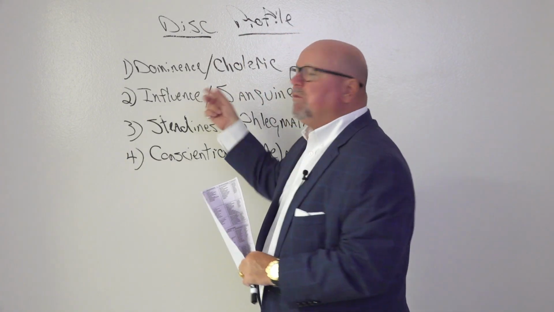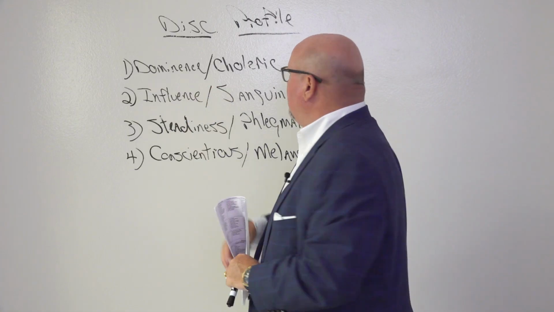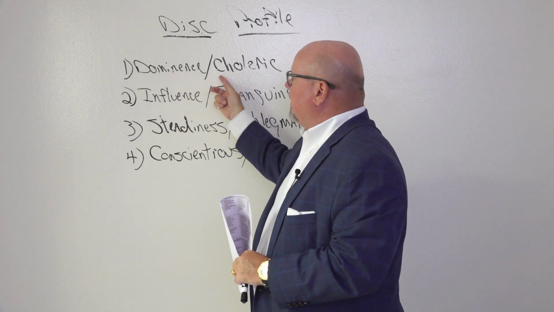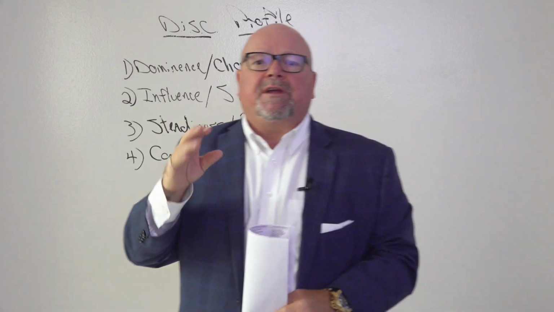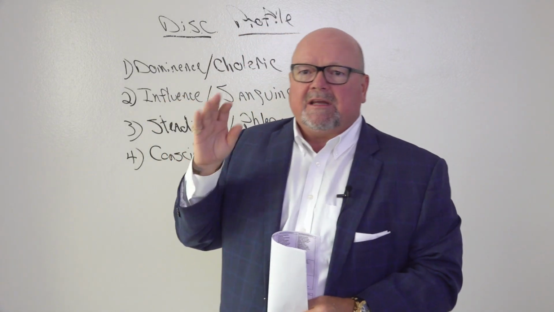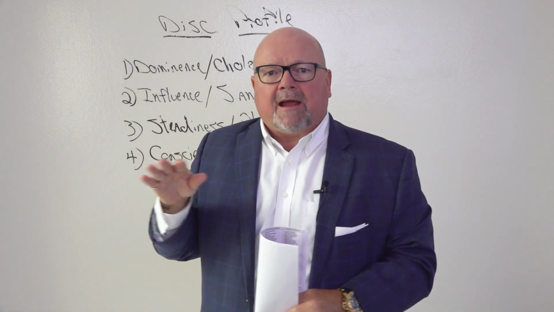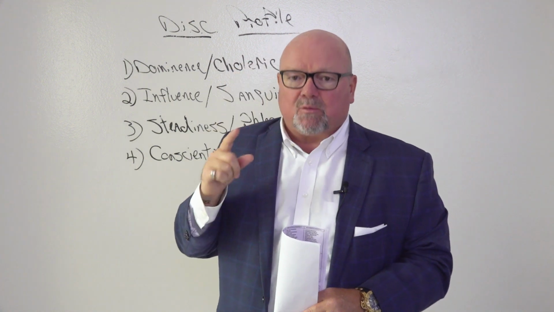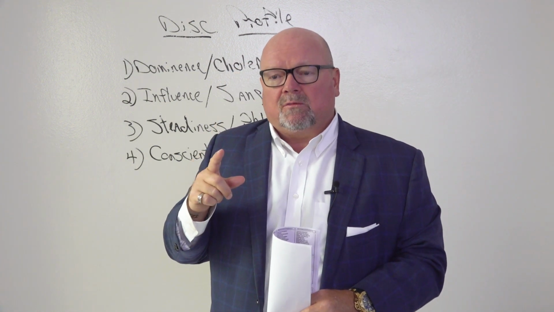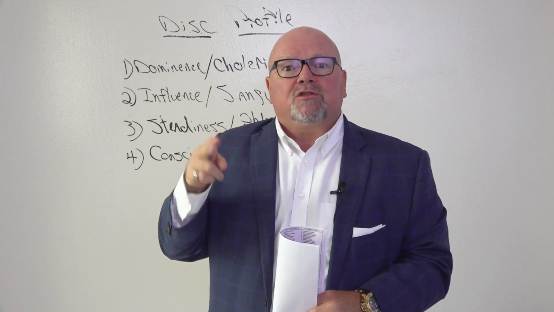So how do we want to talk to these people? Okay. So if it's a choleric, what are two or three bullet points that we want to keep in mind when we're interacting with the choleric personality? Well, number one, they like control. They're abrupt and to the point.